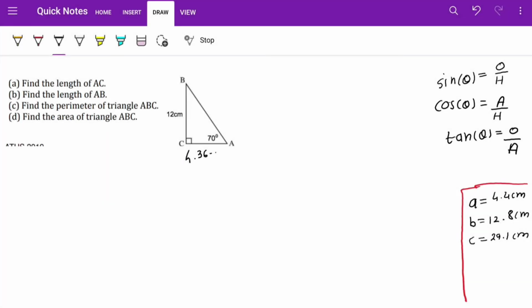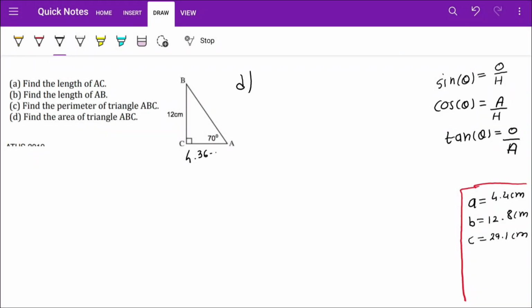So let's answer part D. Find the area of triangle ABC. So if you don't know how to find the area of a triangle, please watch my previous video. It will show you how to find the area of a triangle. So the area is equal to half times height times base. So this is the formula for the area of a triangle. In this case, height is given by 12 centimeters, base is given by 4.3 continues centimeters. So we'll plug these numbers into the formula and let's see what we get.